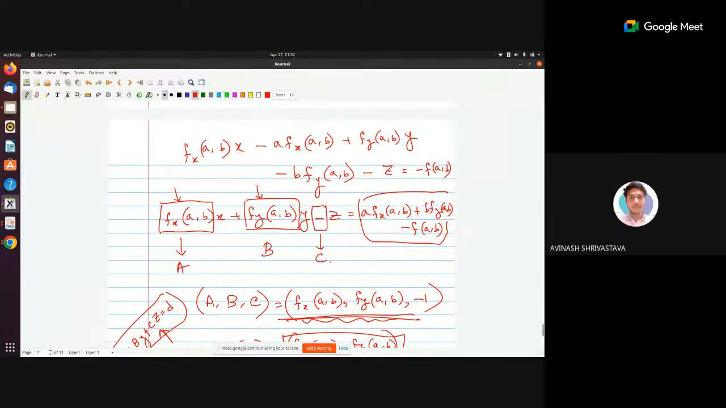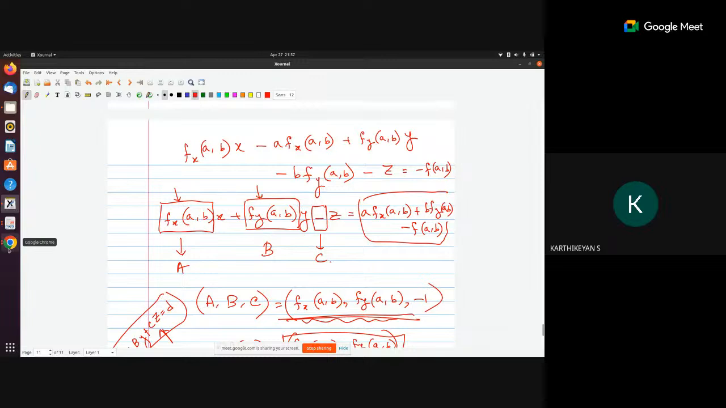Sir, is it like we are first finding a perpendicular vector to the surface at a point, and then we are choosing a vector on the surface and finding the dot product equal to zero, and that's how we are getting the exact equation of the tangent? Exactly. Okay, is it clear?